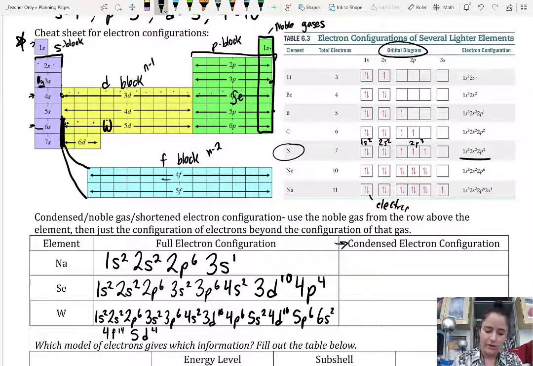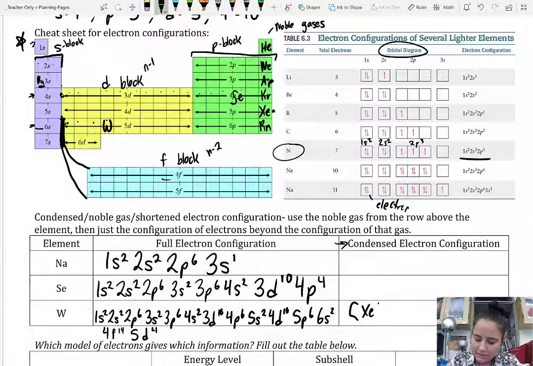So to write a condensed electron configuration for tungsten, we would go to the noble gas in the row above it. In this case, let me write these in. We have helium, and then neon, and argon, and krypton, and xenon, and radon. So it would start with xenon, then 6s2, 4f14, 5d4. Basically, you're saying it has the electron configuration of xenon plus these electrons.